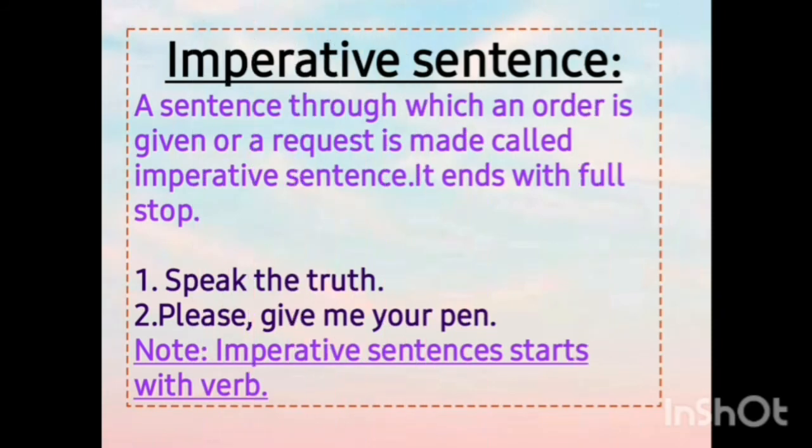Imperative sentence. What is an imperative sentence? A sentence through which an order is given or a request is made is called an imperative sentence. It ends with a full stop like, speak the truth. Please give me your pen. The first sentence shows an order and the second shows a request. Note, imperative sentences start with a verb.